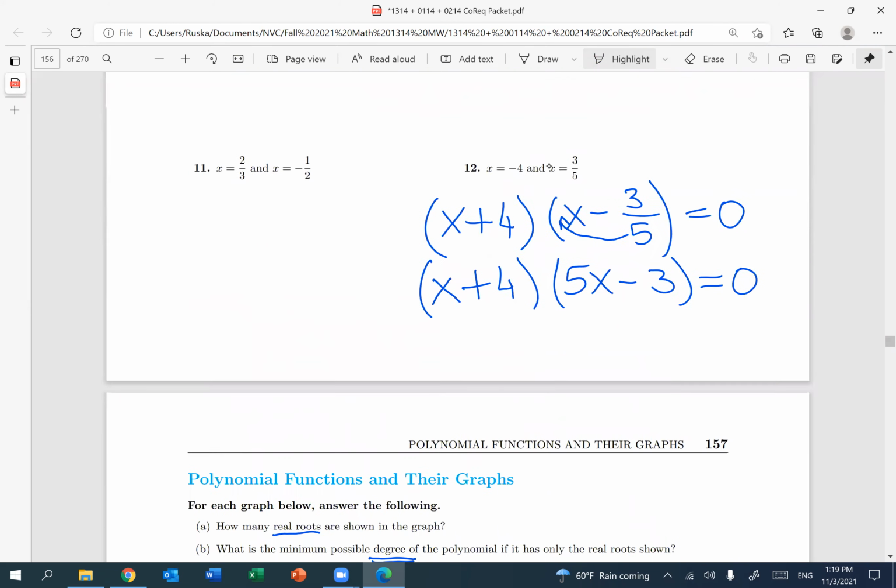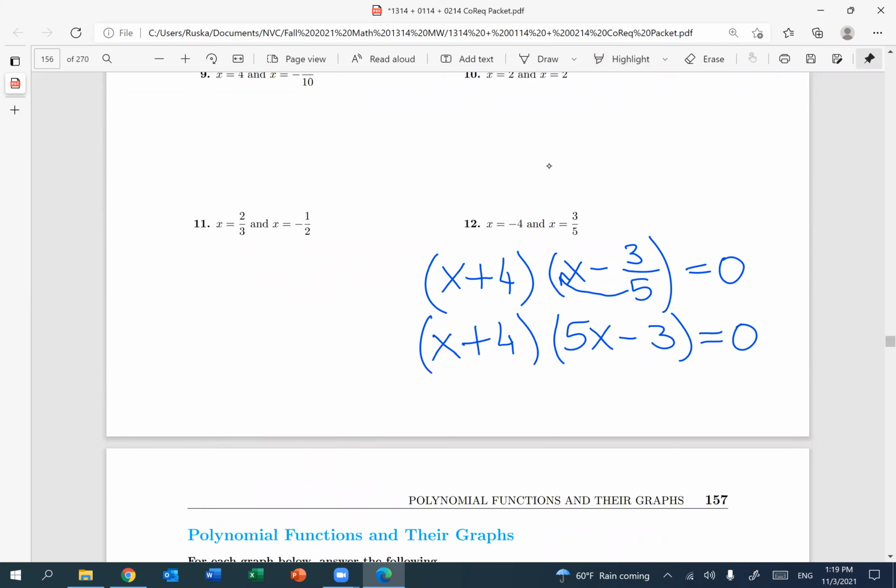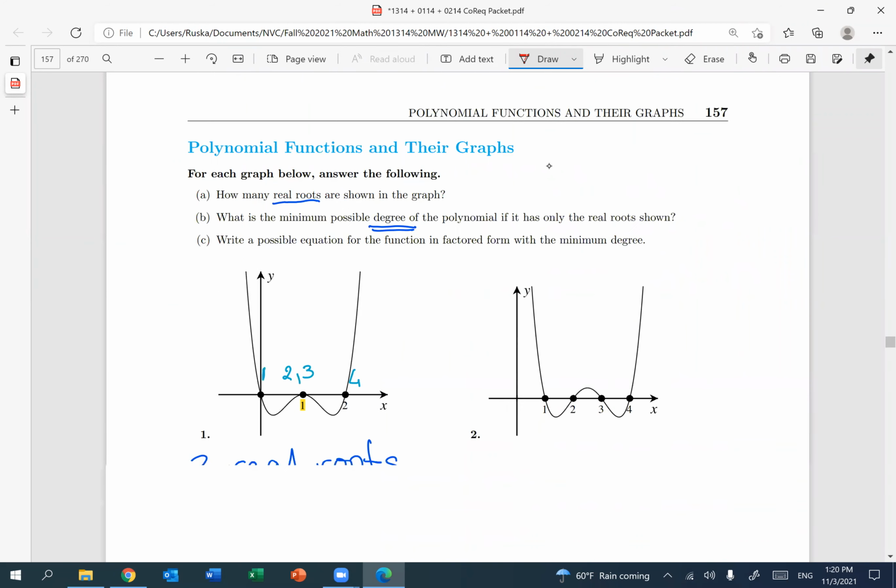It's exactly what we did here. So you have x equals -4, like the one we just did here. -4 gives me x plus 4. This is positive 3/5, this is negative 3/5. It's always the opposite. If x equals a number, the factor is going to be x with the opposite sign. Got it? Okay, thank you for asking that. So that's how you do number 1.